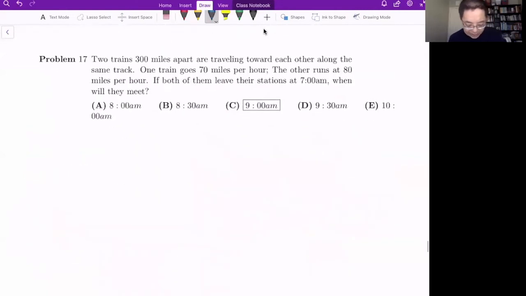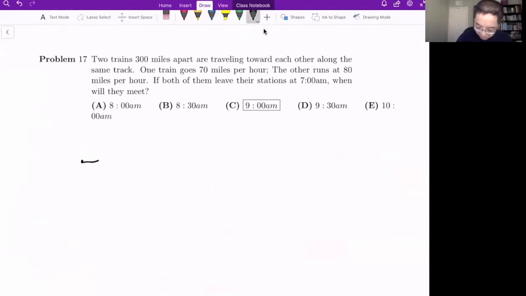Okay, so problem 17 says we have two trains. They run toward each other, and they leave their stations at the same time with different speeds. One is 70 miles per hour, the other one is 80 miles per hour. The total distance is 300 miles.